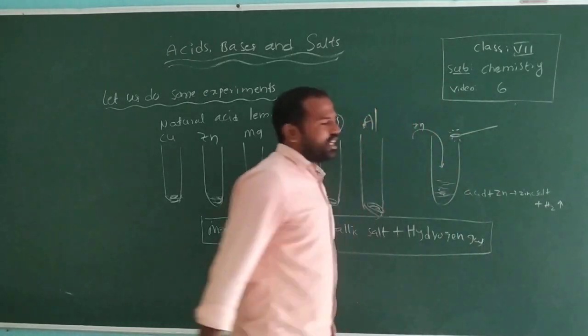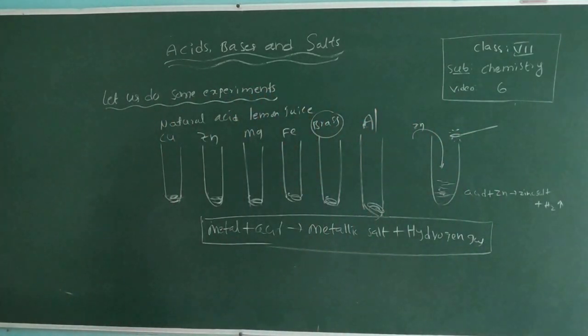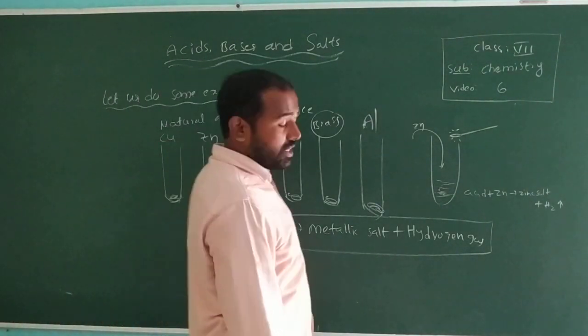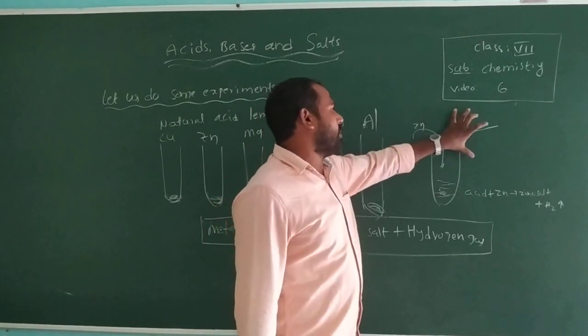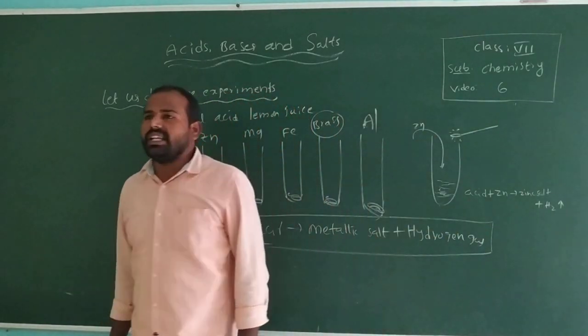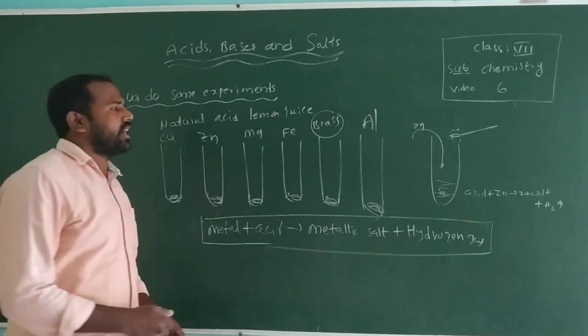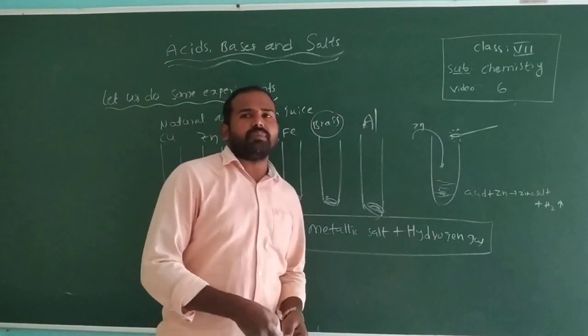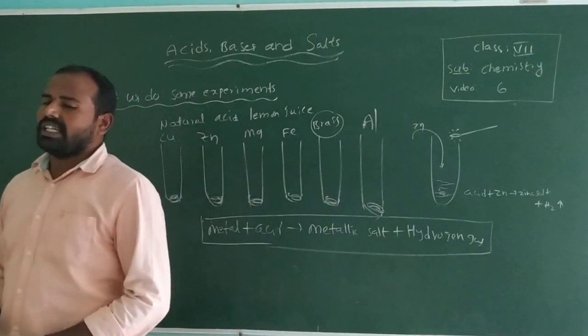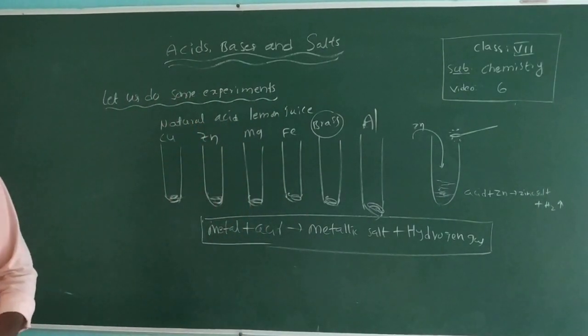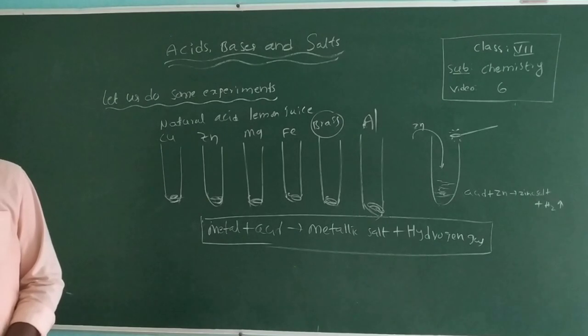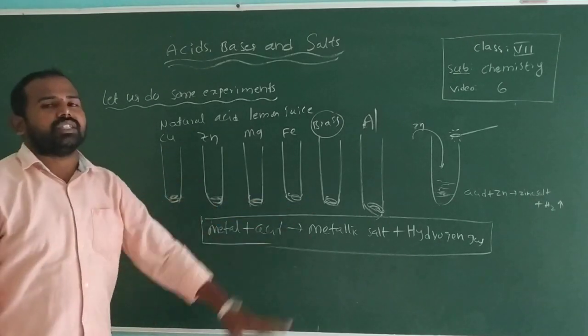It is a burning matchstick. If you introduce the burning matchstick into the test tube, it catches fire with a pop sound. So from that we can conclude that the released gas was hydrogen gas. How can you test hydrogen gas? If you introduce a burning matchstick into the test tube and it catches fire with a pop sound, then we can say that hydrogen gas was released during these experiments.